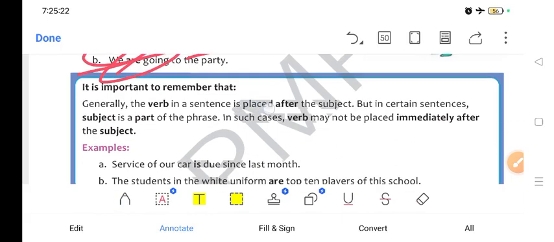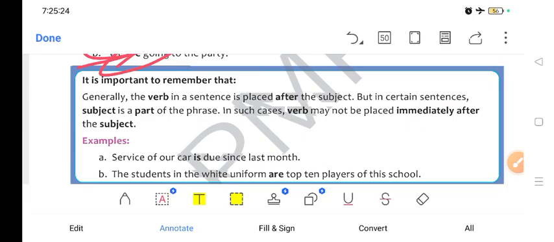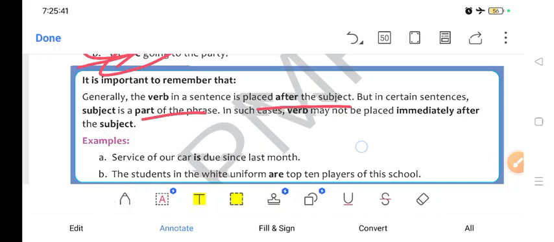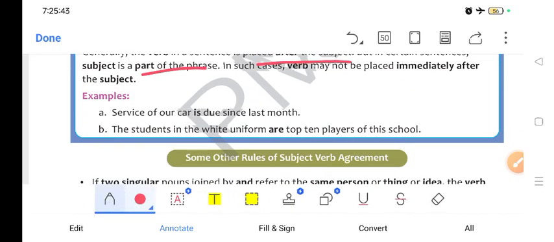Understood? So what you need to remember, it's important to remember that generally the verb in a sentence is placed after the subject, but in certain sentences subject is a part of the phrase. In such cases verb may not be placed immediately after the subject. Understood? Basically what happens कि subject के बाद verb आता है, but sometimes if it is a phrase, then the verb could come later on.